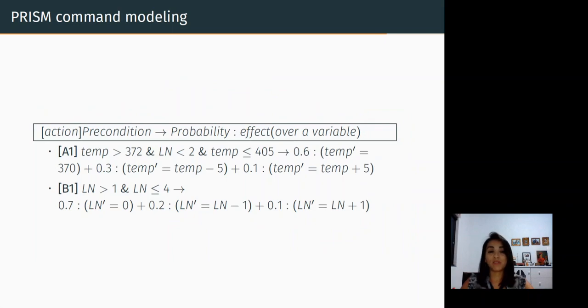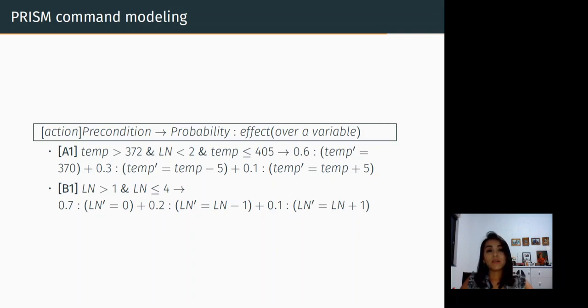Activities in Prism represent the action. This is basically how we model them in Prism. We have the command labeled with an action, the precondition to apply this action, and the updates, which are basically the probable outcomes: the effects over a variable in the state model and the probability to achieve this. So this is how we model it in Prism.